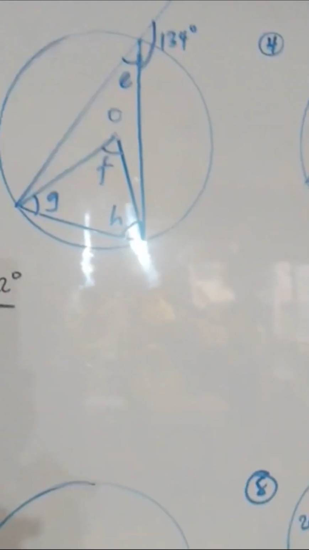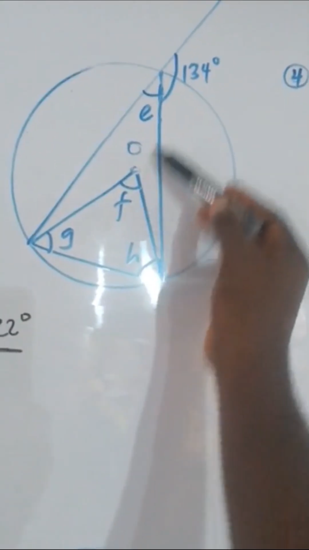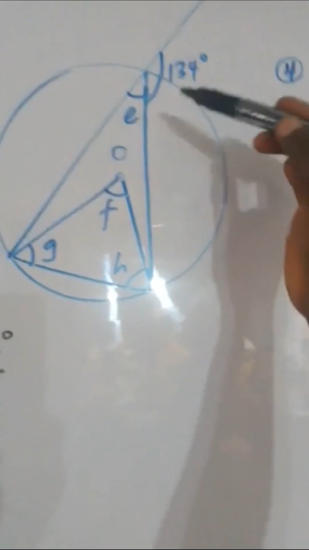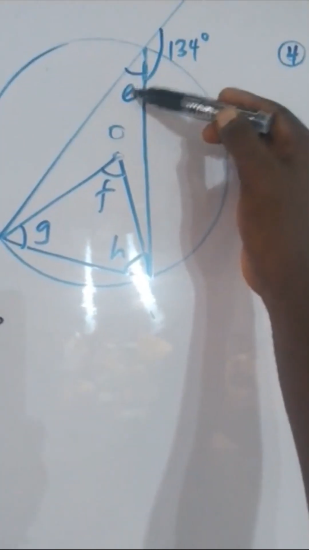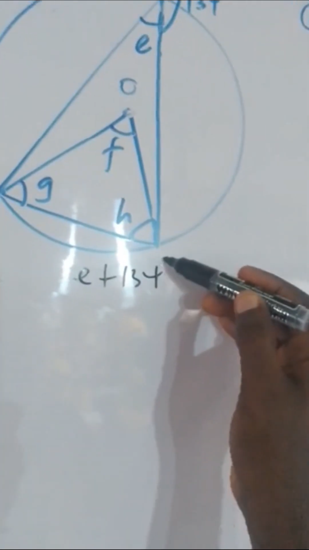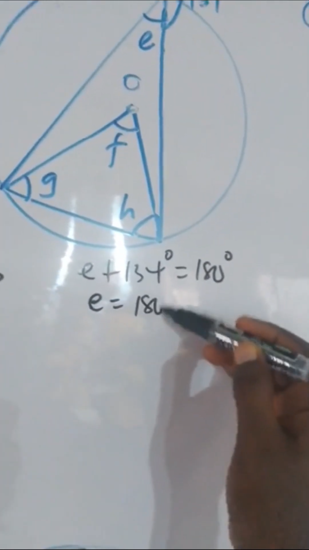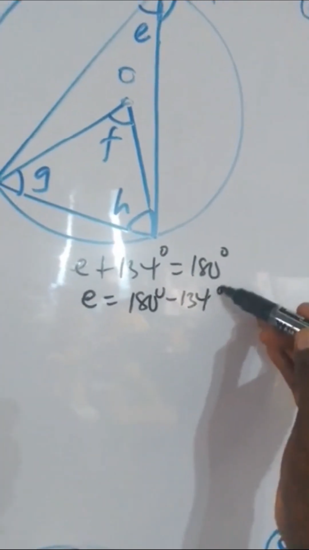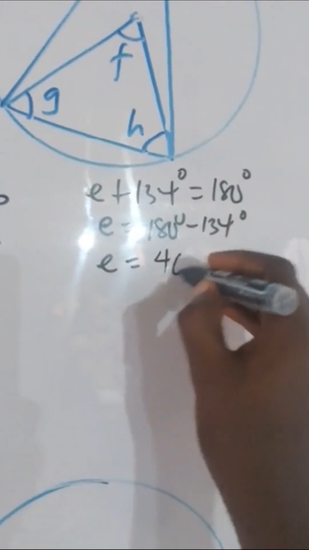Now, to question 2. We have to get G, H, F, E. From here, obviously, total angle on a straight line is what? 180 degrees. So E and 134 are adjacent angles. So E plus 134 degrees must give us what? So directly, what will be E? 180 minus what? So what's the value of E, class? So it means E equals 46 degrees.